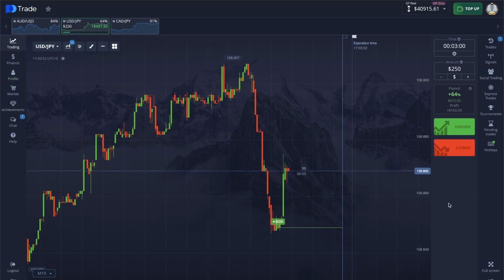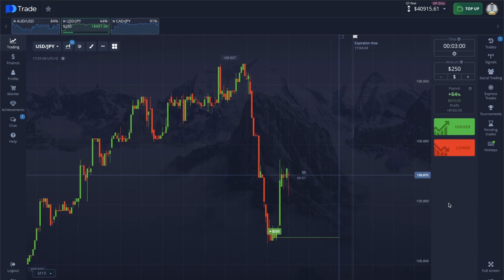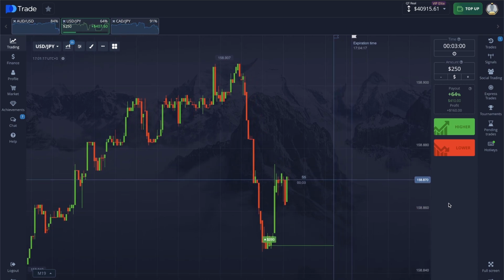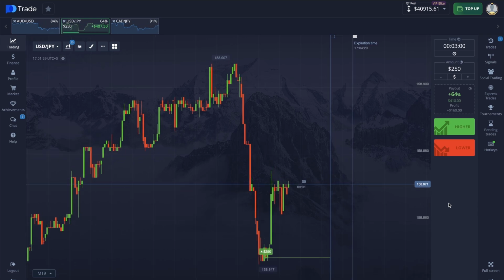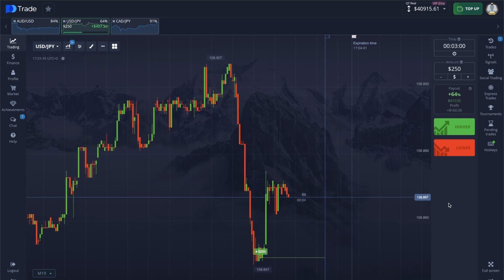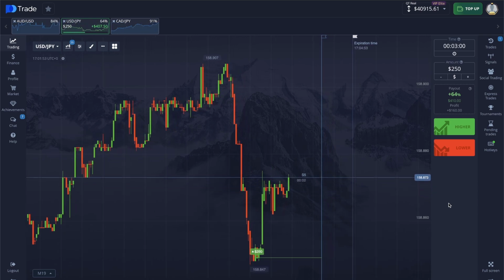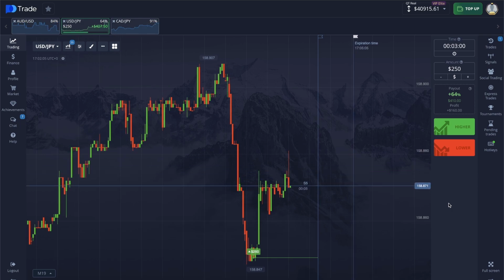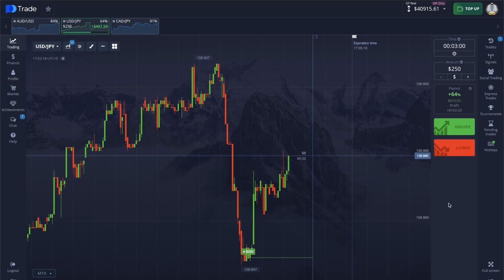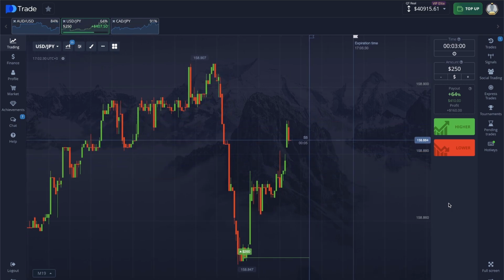And finally, I would like to add that emotions are the main enemy of a trader. The ability to control your emotions and follow a pre-developed plan is what distinguishes a successful trader from a failure. Do not succumb to panic and greed. They can lead to rash decisions and significant losses.